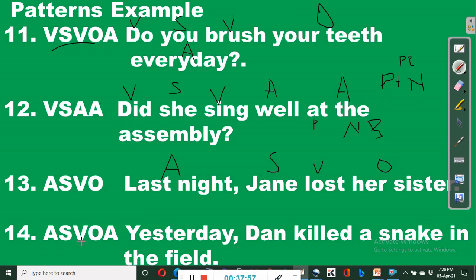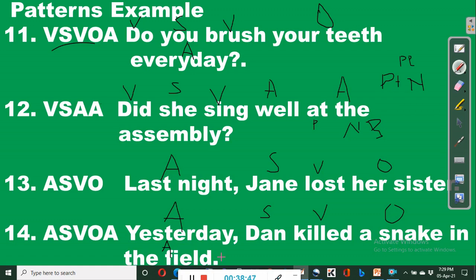Number 14, ASVOA, and we have yesterday, Dan killed a snake in the field. The first adjunct here is yesterday, an adjunct of time. Dan is the subject, killed is the verb, a snake is the object, the receiver of the action. In the field is another adjunct, and that is the adjunct of place. So if we say Dan killed a snake, two questions will arise. When did Dan kill a snake? Yesterday, adjunct of time. Where did Dan kill a snake? In the field, adjunct of place.